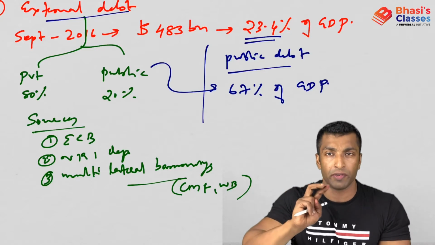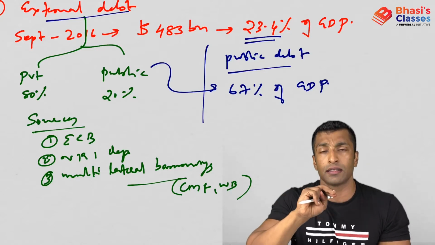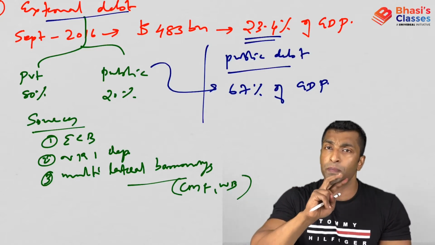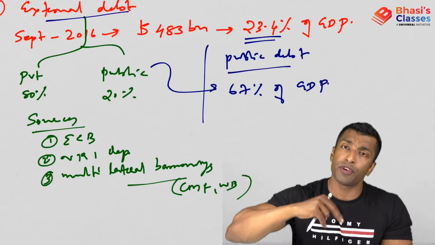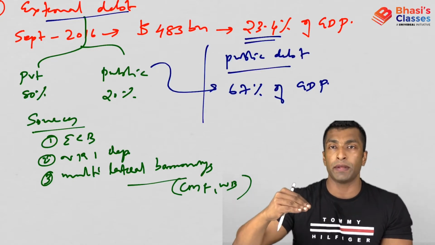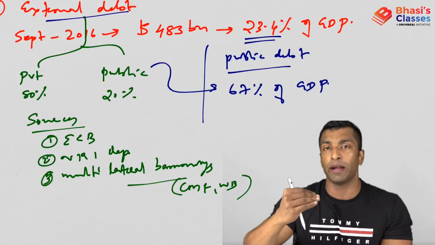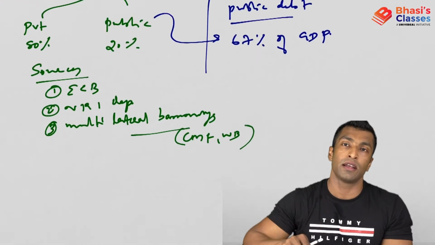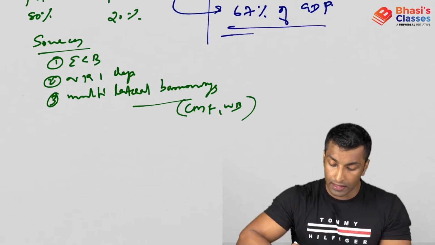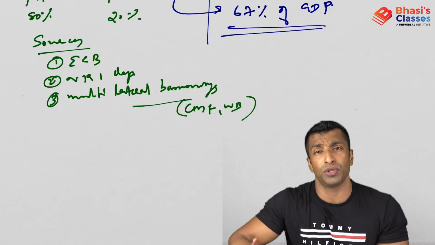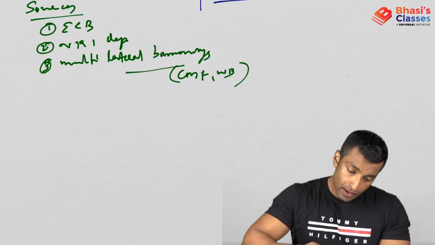So I hope you understood the difference between external debt and public debt. External debt is the debt on the entire country, private as well as government, and from outside only. Public debt means debt of government from outside as well as India. Okay, and this is 67%, close to three times. You need to have a rough idea about this.